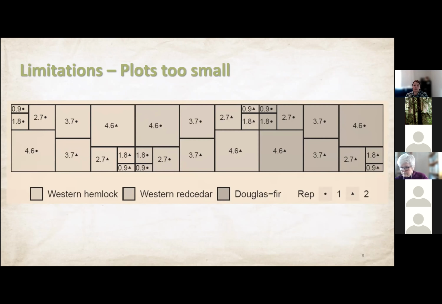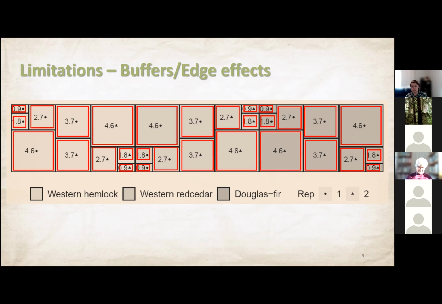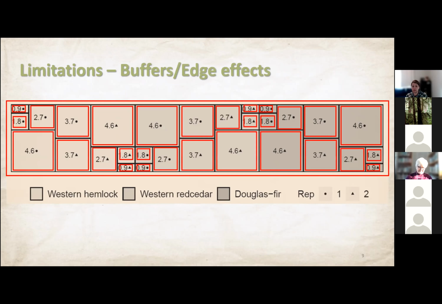Also, another limitation is that the plots are too small. With only 49 trees per plot, and all the mortality through the years, some plots end up with only 2 trees alive. Ideally, we would want 30 to 50 trees to have stable statistics. Leading to another limitation, that is the buffer and edge effects. There was no buffer around the plots to isolate the treatments from each other or outside vegetation. So without the buffer, the growth observed in a plot may depend on which treatments or species are adjacent to the edges of the plot.